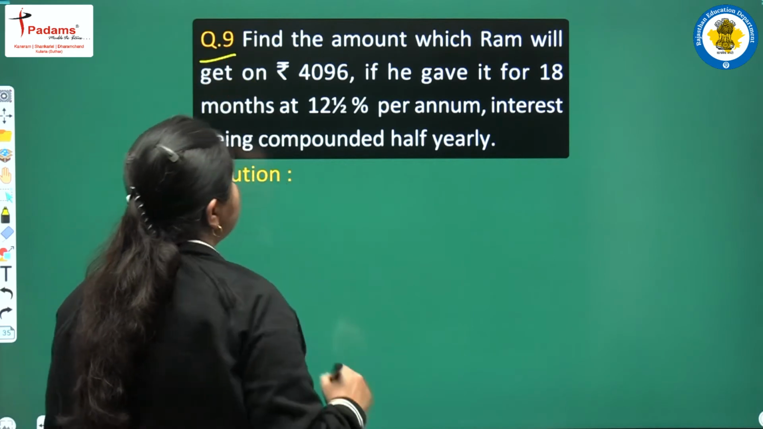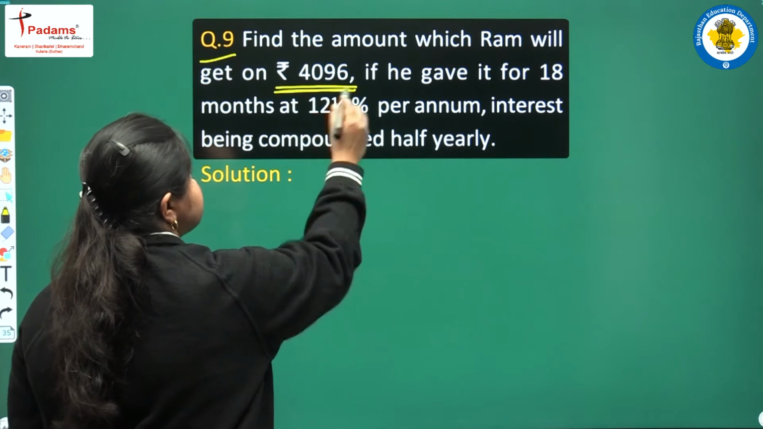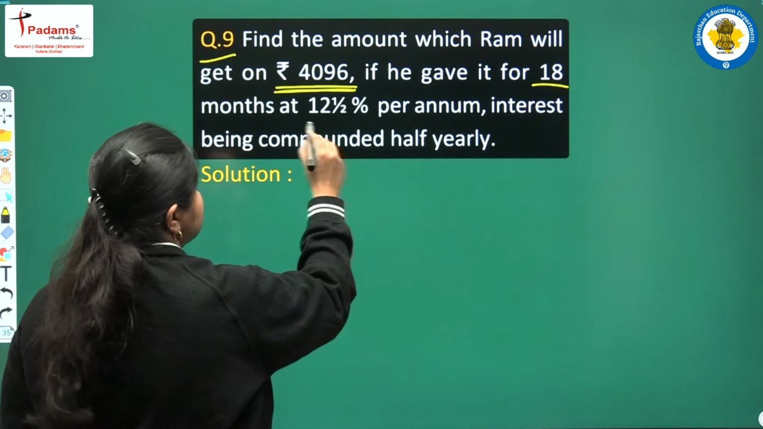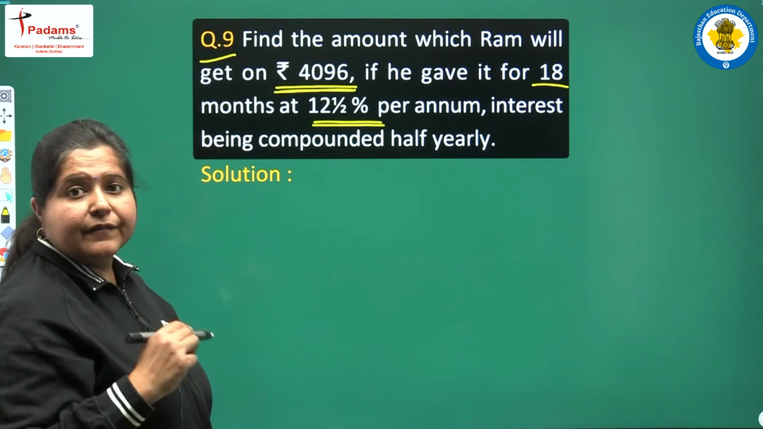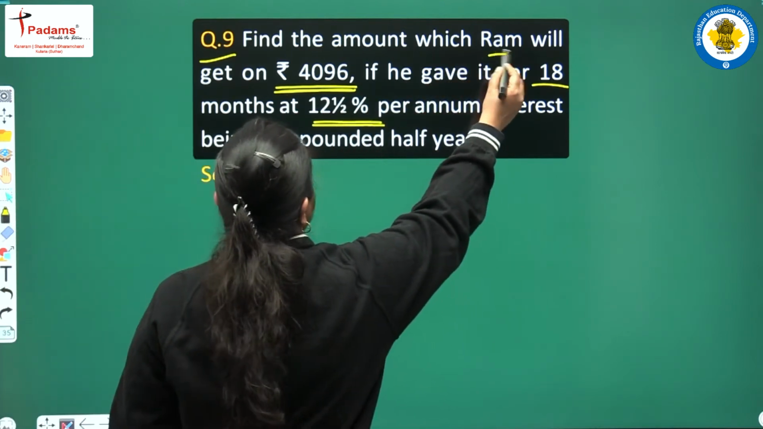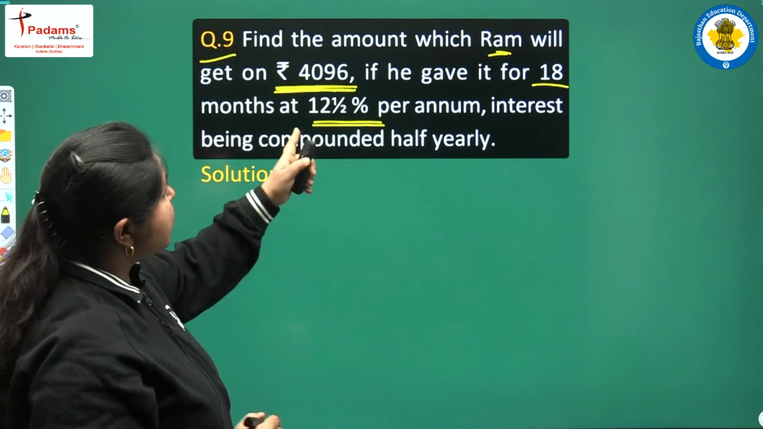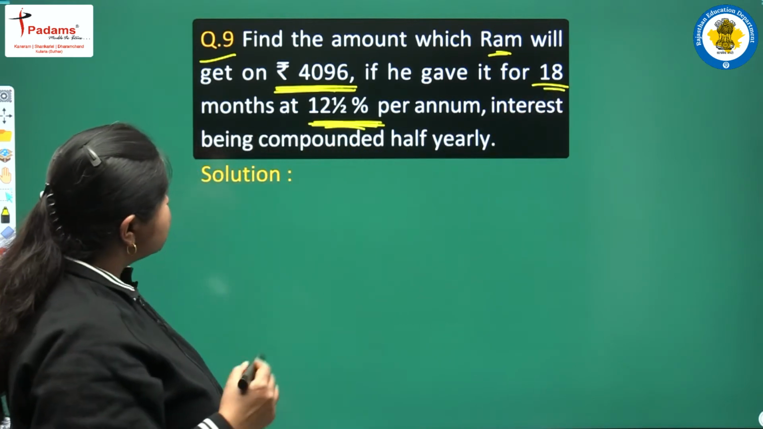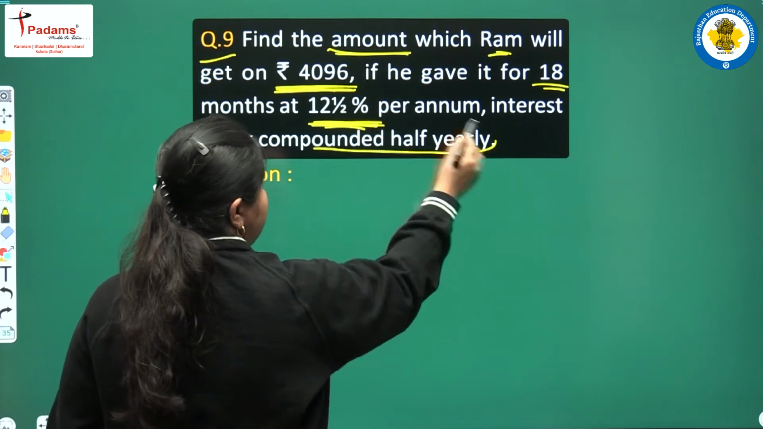क्वेश्चन नंबर 9. Find the amount which Ram will get on rupees 4,096 if he gave it for 18 months at 12.5% per annum, interest being compounded half yearly. तो यहाँ पर हमें दिया है कि राम जो है 4,096 रुपीज़ जो प्रिंसिपल है उस पर 18 मंथ्स के लिए इन्वेस्ट कर रहे हैं 12.5% पर एनम पर. तो उन्हें अब कितना अमाउंट मिलेगा और इंटरेस्ट कैलकुलेट हो रहा है हाफ ईयरली.